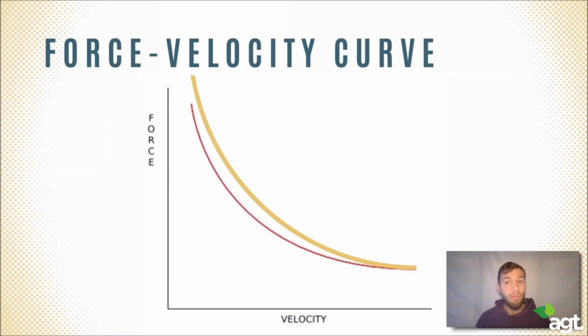Therefore, the new force velocity curve with an increased maximal strength would look like the golden graph right here. As you can see with the new graph, when applying the same amount of force, you can now move at a higher velocity. So even though maximal strength and maximal speed are independent qualities, they're still both very important, as maximal strength is kind of the potential for your maximal speed gains.